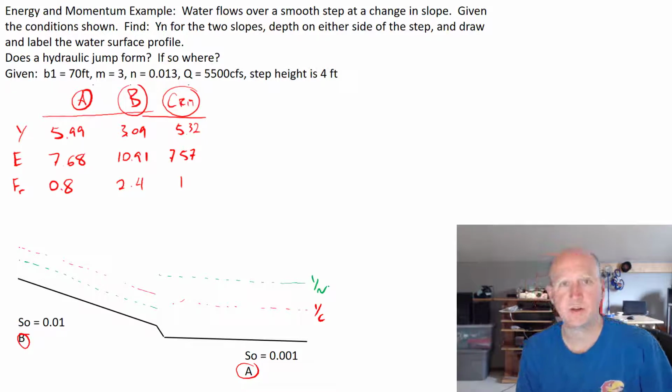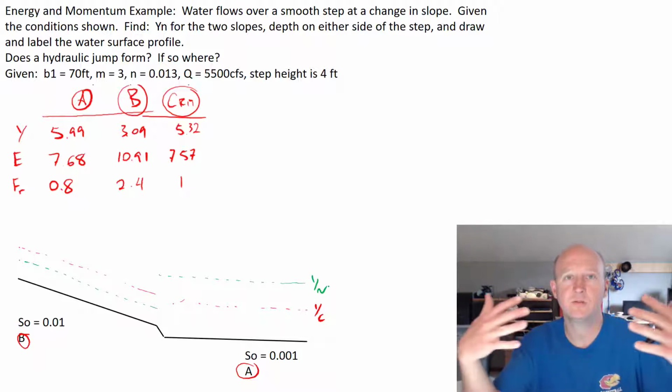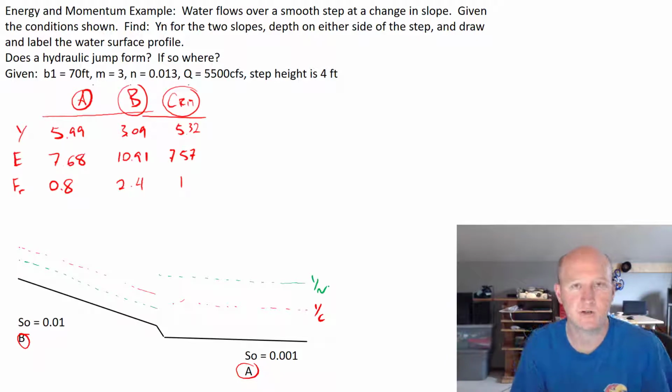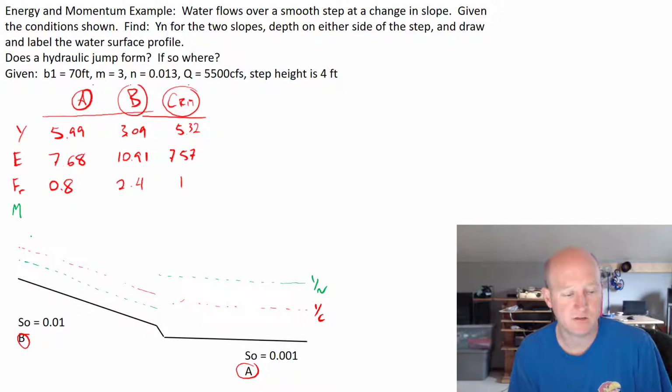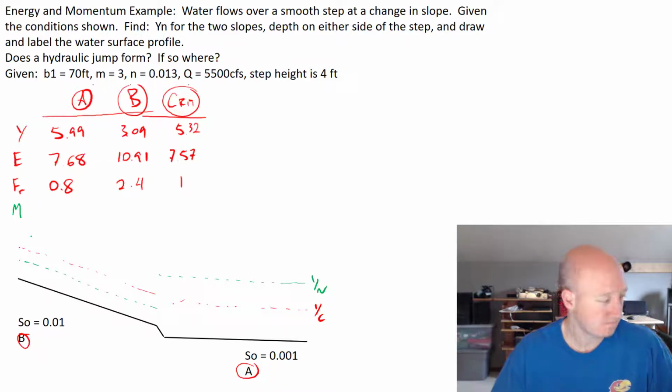And so we see that there's a conflict of controls. The downstream section is controlled by downstream conditions, and the upstream section is controlled by upstream conditions, and those two are going to come together, and there's going to have to be a hydraulic jump. So the question is, where's the hydraulic jump at? Is it a complete jump? The jump could happen right along this step down, or it could happen upstream of the step down, or it could happen downstream of the step down. So we've got to go through and analyze what the momentums are at those specific places. So we've got to add a column or a location for momentum at each of these depths.